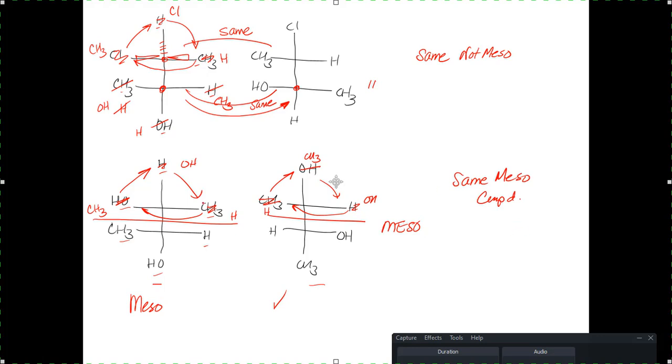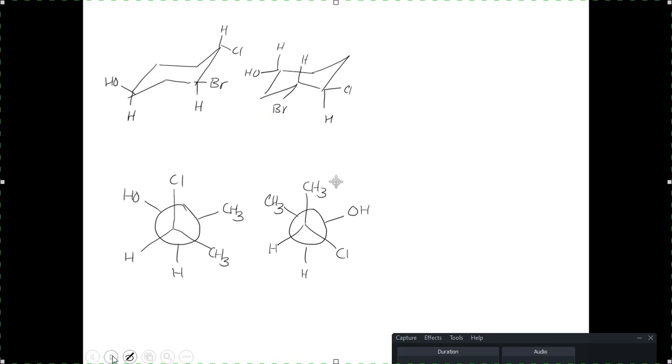Now what would have happened if one was meso and one was not meso? Well, then they would have been diastereomers because one of the chiral centers would have had the same configuration and the other one would have had an opposite configuration. Okay, a couple other examples, and there are plenty of practice problems in the Canvas site.